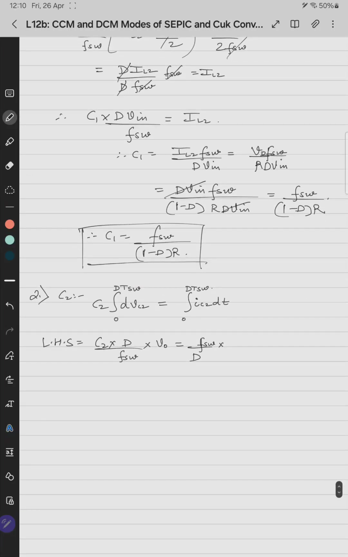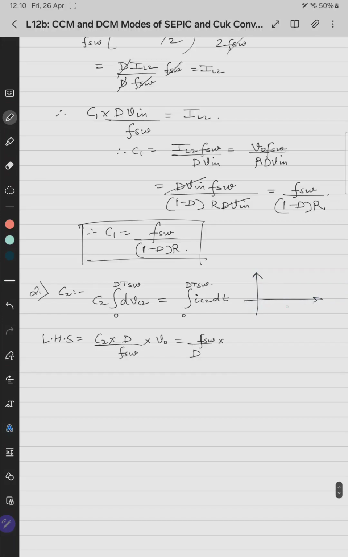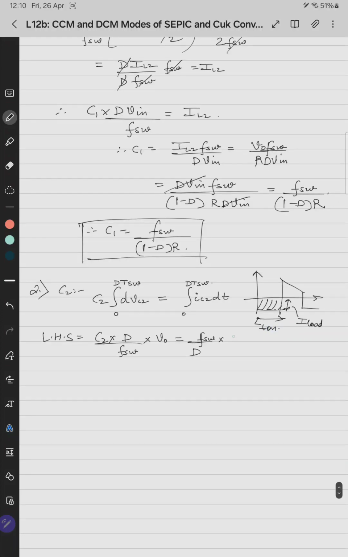So here the area is this. For positive it's like this, area is this. So this value is I load and this is T on. T on is D into T switching. So D by F switching into I load. I load is V0 by R. This gets cancelled, and V0 gets cancelled. So therefore C2 is F switching by D R.